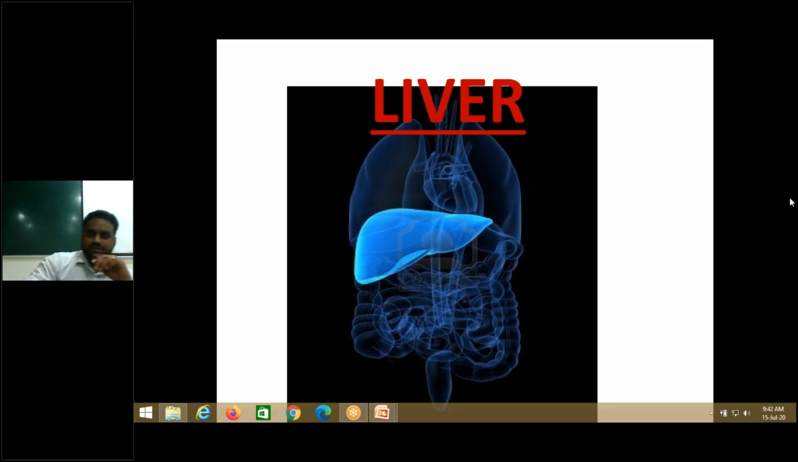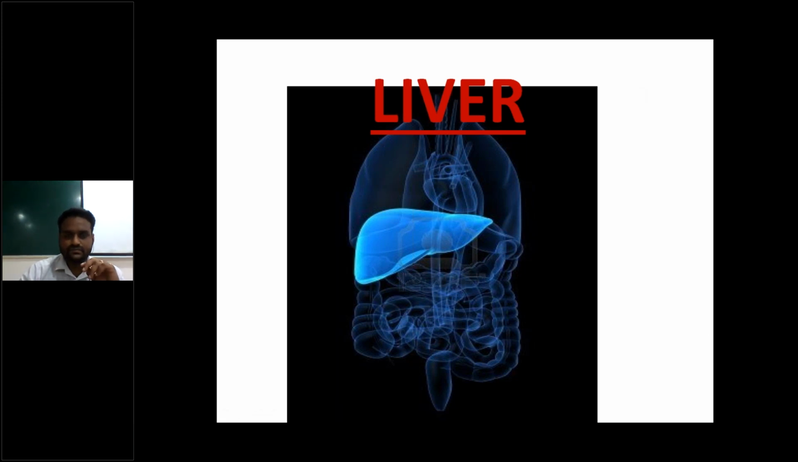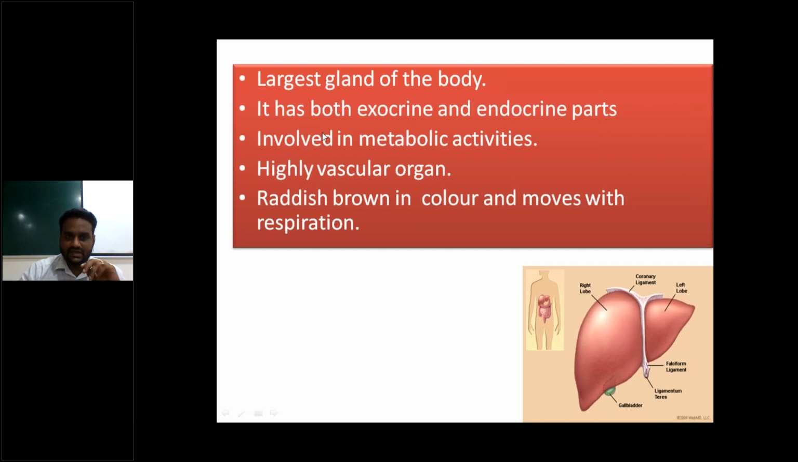So today's topic is the liver. This is the largest gland of the body. It has both exocrine and endocrine parts, involved in metabolic activities. It is a highly vascular organ, reddish brown in color, and moves with respiration. In one word, we can say this is the largest gland in the body.